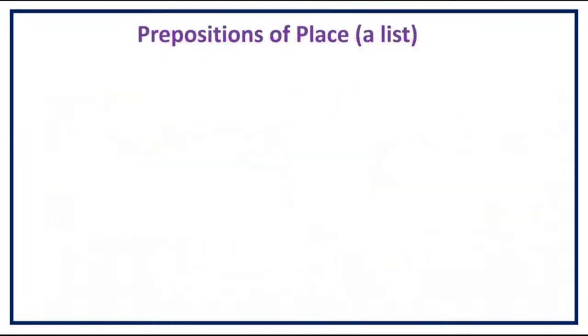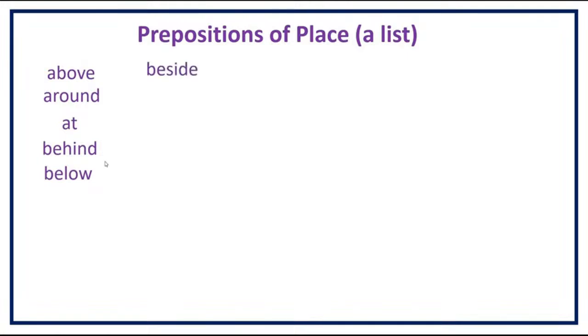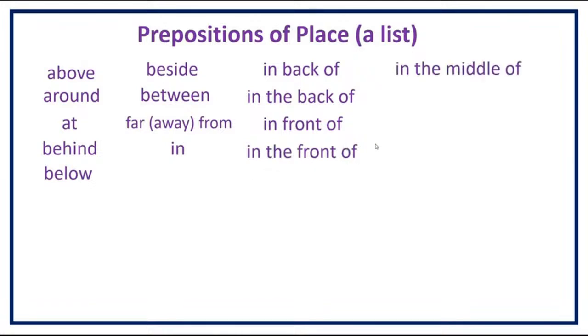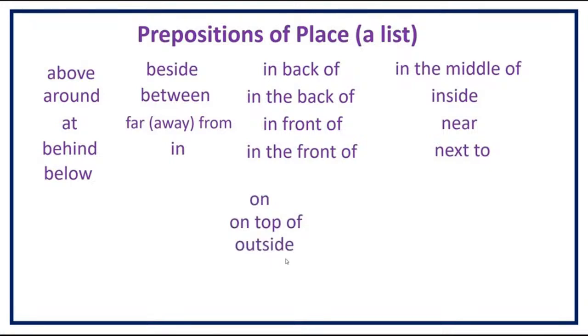Here is the list of prepositions of place. Above, around, at, behind, below, beside, between, far away from, in back of, in the back of, in front of, in the front of, in the middle of, inside, near, next to, on top of, outside, under. So these are prepositions of place.